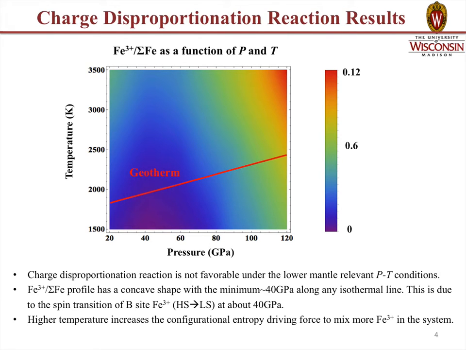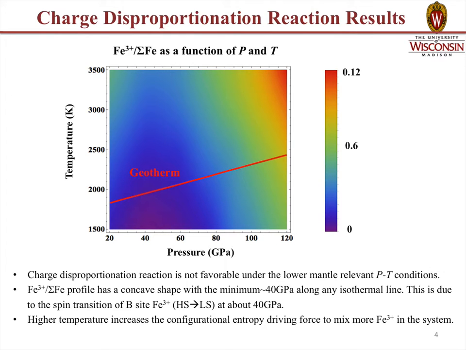We find that the Fe3+ fraction profile has a concave shape with a minimum around 40 GPa along any isothermal line. This is explained by the spin transition of B site Fe3+. At pressures lower than 40 GPa, the majority of B site Fe3+ is in high spin state with a relatively large volume. So when pressure goes up, it's enthalpically unfavorable to form Fe3+.